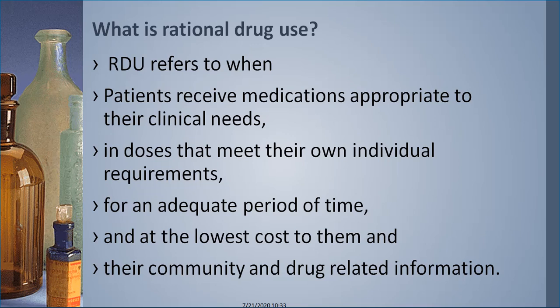So one thing we talk about in rational use of medicines is that the dose of the medicine we give to the patient should meet their individual requirements. The patient may have a problem with their liver. The problem they are having is different from my problem. All right. So we make sure that the dose we give is the right dose for a particular patient.